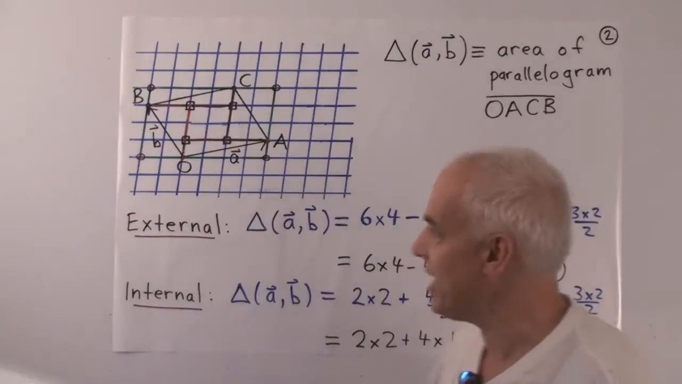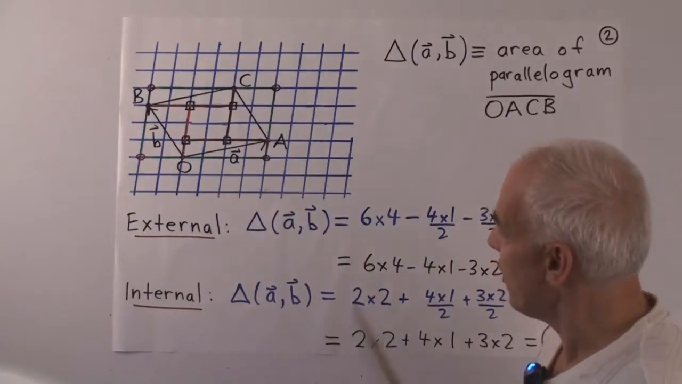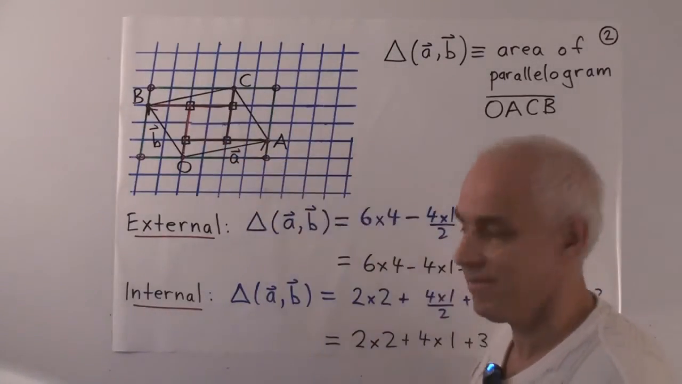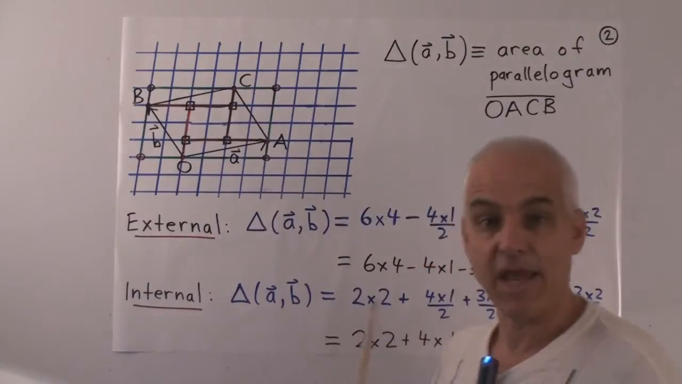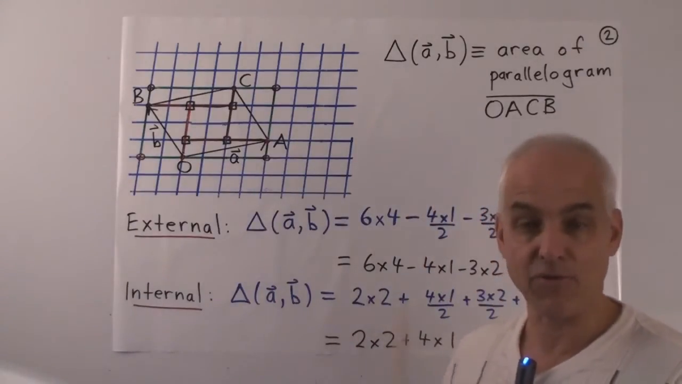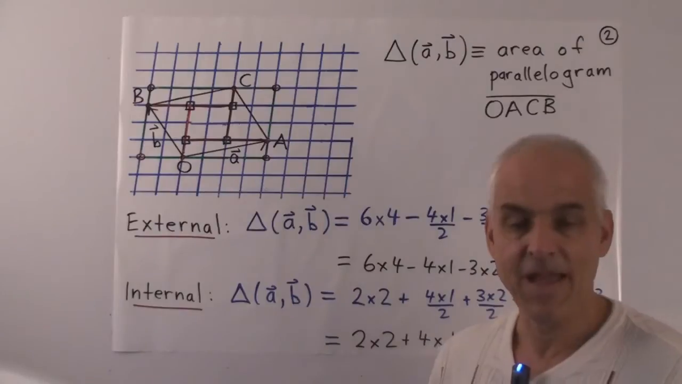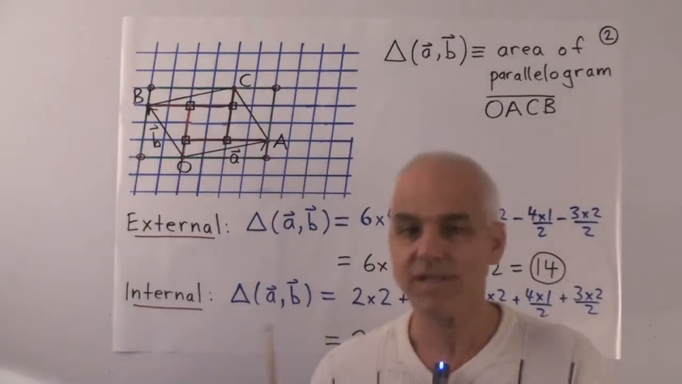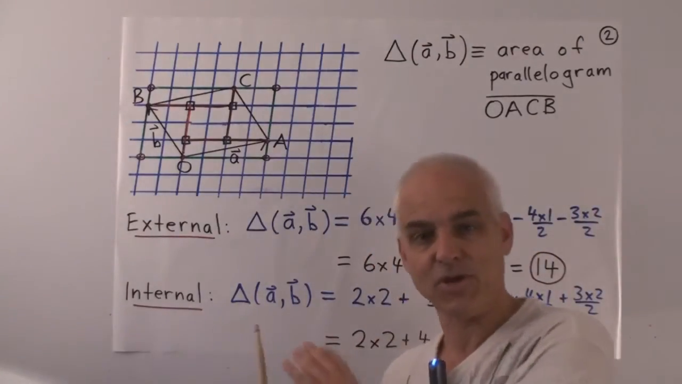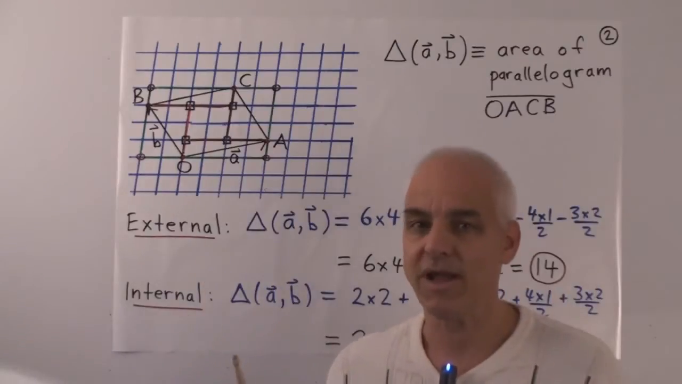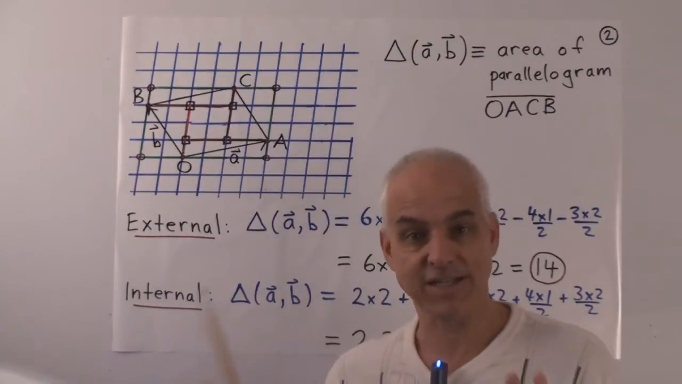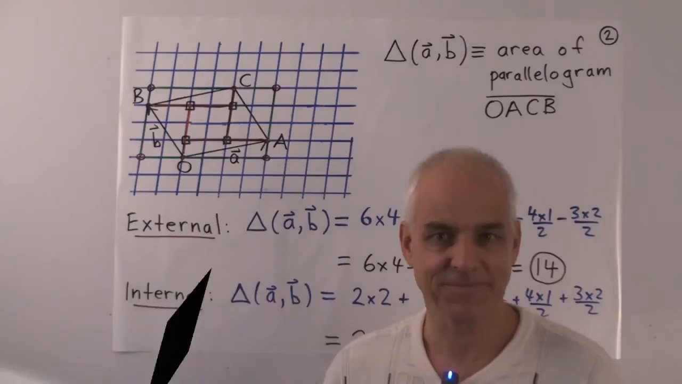That's good. We now have an internal and an external way of calculating very explicitly, essentially by cutting and pasting, the area of an arbitrary parallelogram in the plane. Now let's look at the question, well, what's the general formula? This is a special case. What is the general formula that incorporates not just this example, but all examples?